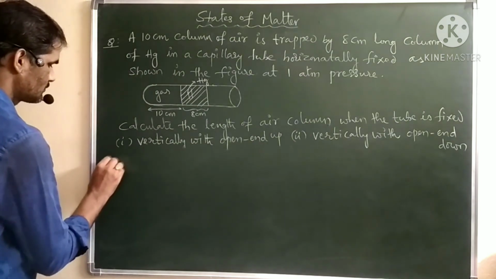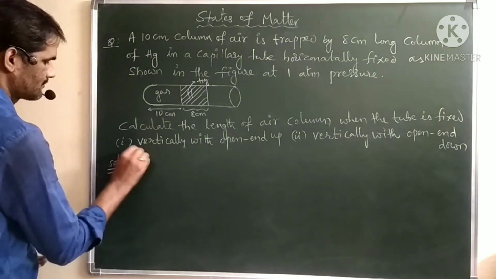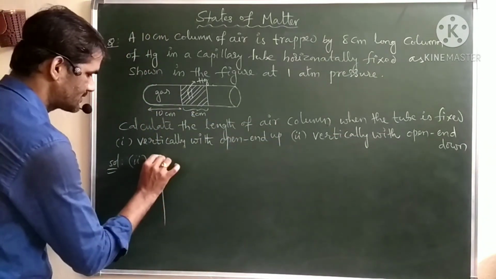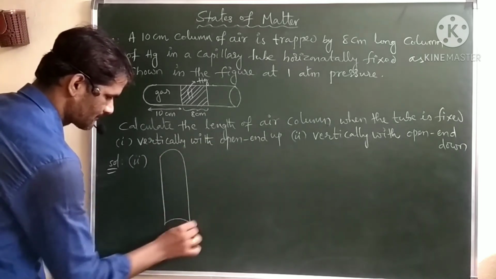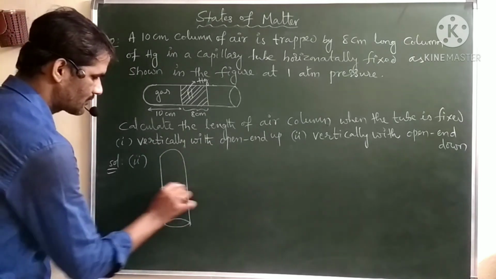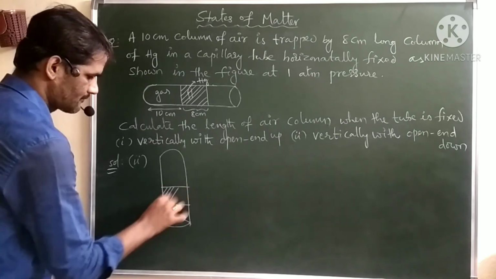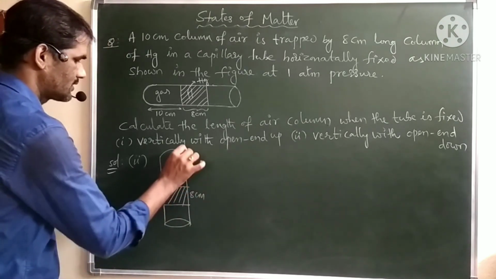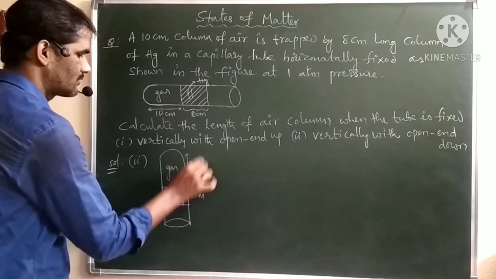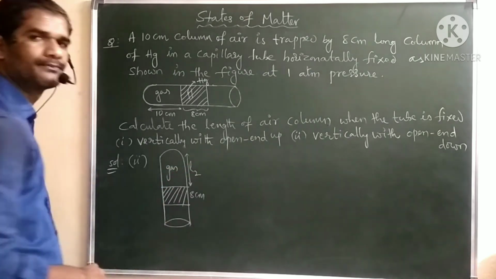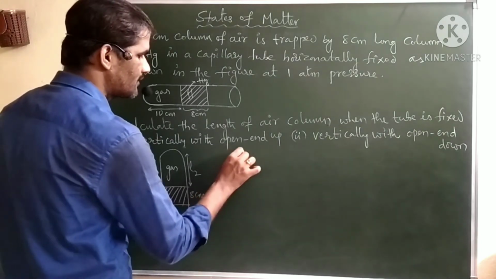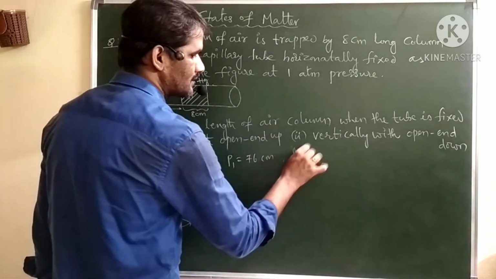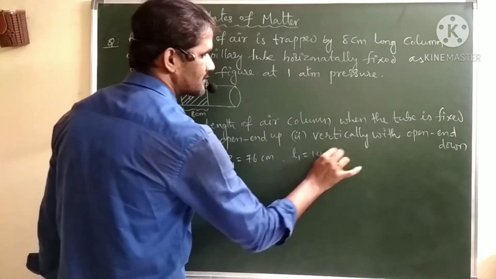So in case 2, now it is vertically with open end down. Now the capillary is placed like this. And we have the mercury. Again this is 8 centimeters. Now we have the gas. The length we have to calculate. Again let us assume this is length L2. Again initial pressure P1, we have the atmospheric pressure 76 centimeters. And initial length 10 centimeters.